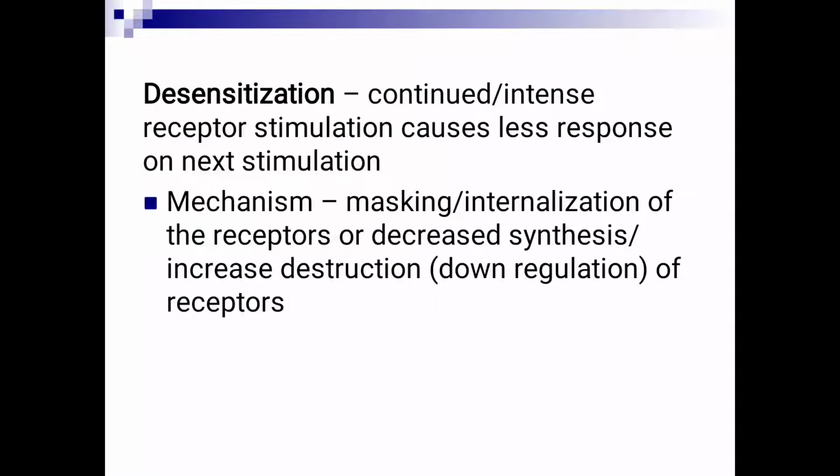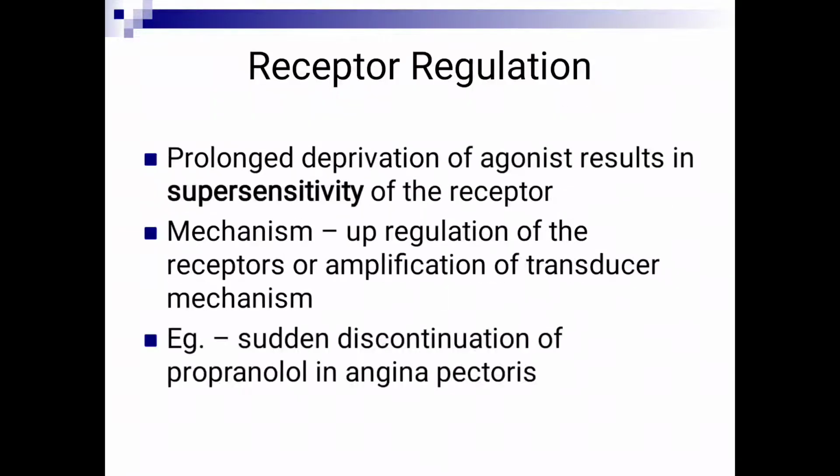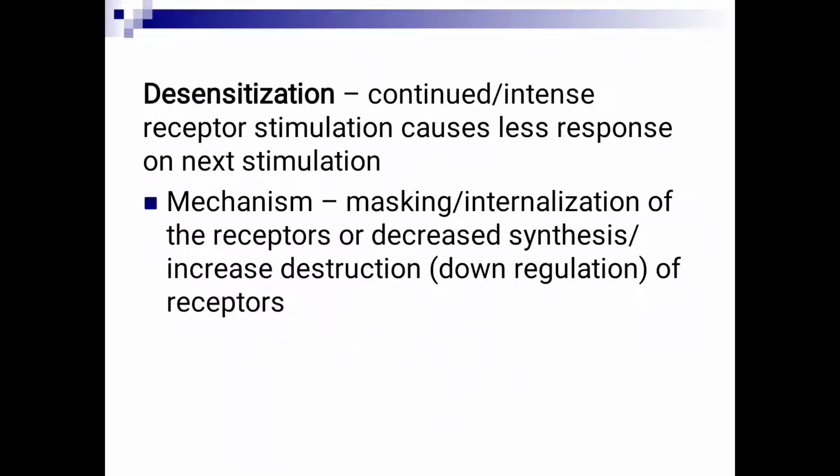If we prolongedly and continuously give an agonist to the receptor, there will be a decreased number of receptors and increased destruction of receptors. So it is called down regulation of receptor. So ultimately it causes desensitization of the receptor. So by these two processes the receptor is regulated, either by up regulation and supersensitivity, or by down regulation and desensitization of the receptor.